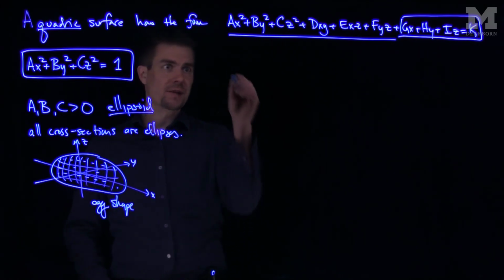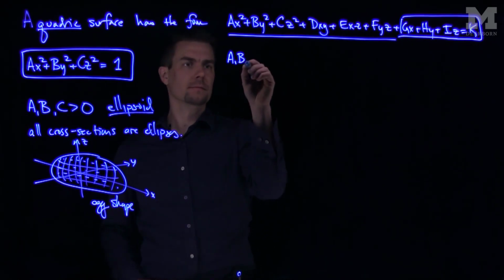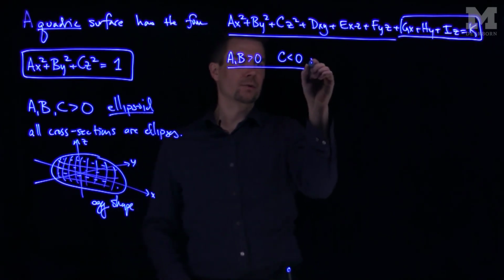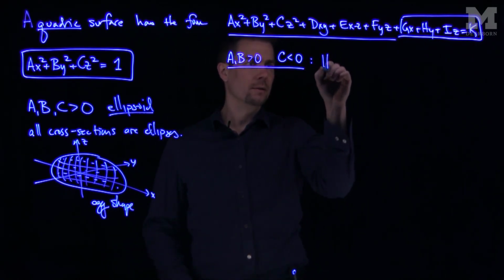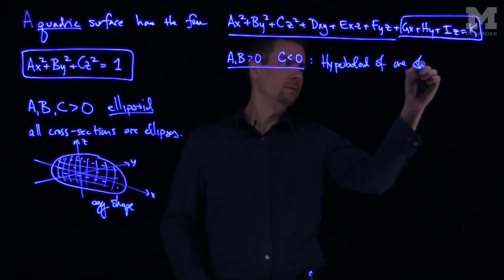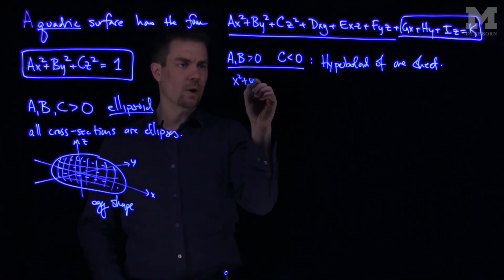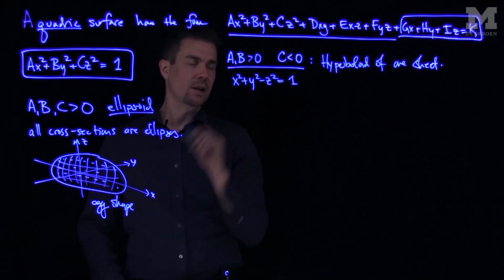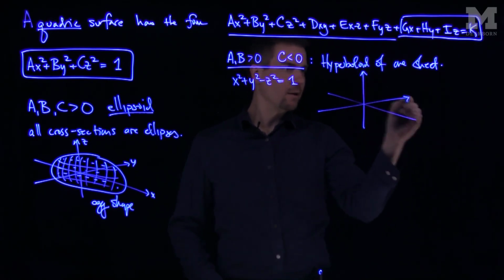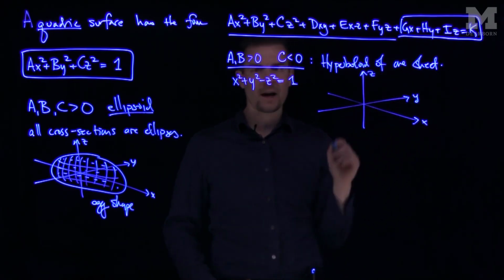If two of them are positive and one's negative, so if a and b, for example, were positive, and c was less than 0, so 2 positive, 1 negative, you get a hyperboloid of 1 sheet. Okay, so let's do a particular example. If I have x squared plus y squared minus z squared is equal to 1, then what kind of shape will we get? This looks like a smokestack at a nuclear power plant, z, y, and x.